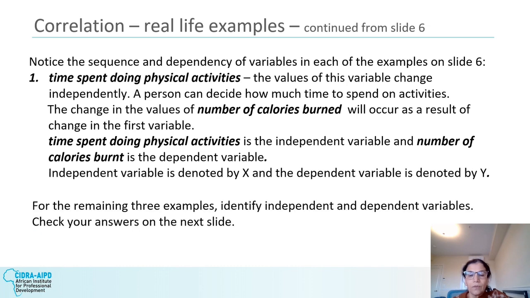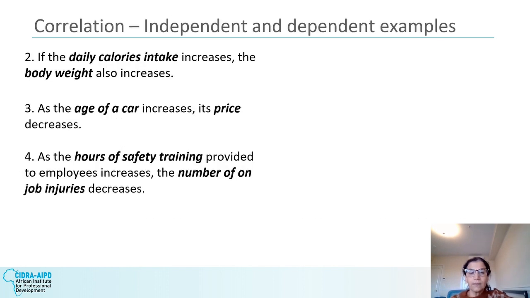I'm going to present the remaining three examples, and you will have to identify dependent and independent variables. So here are the examples. If the daily calories intake increases, the body weight also increases. So identify which one is independent, which one is dependent. As the age of a car increases, its price decreases. As the hours of safety training provided to employees increases, the number of on-job injuries decreases.